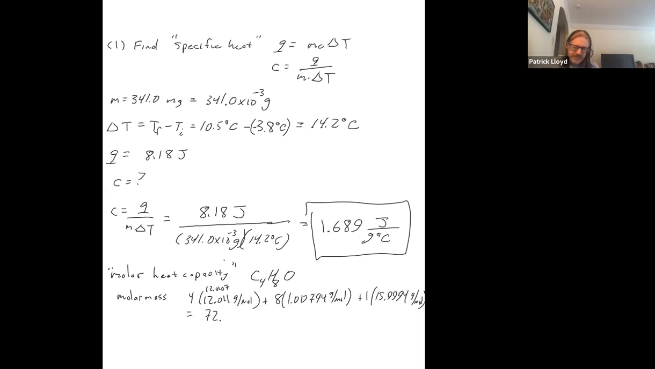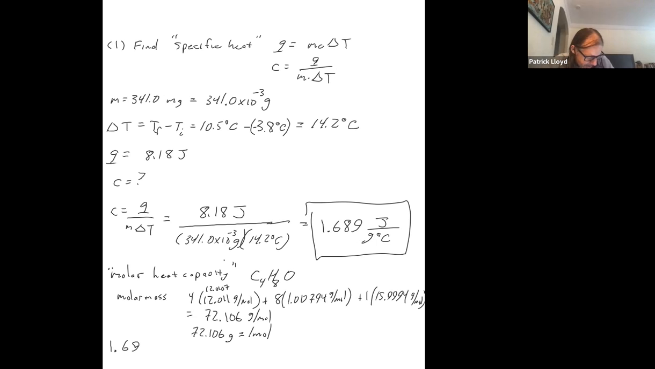I guess I'll go out 3 significant digits, 106 grams per mole. Okay. So now I'm going to write this as 72.106 grams equals 1 mole, right? That's how we did it back in chapter 3. Okay. So now look at how I do this.